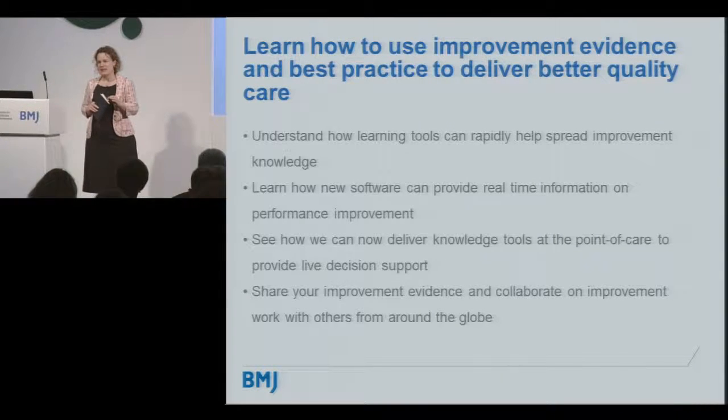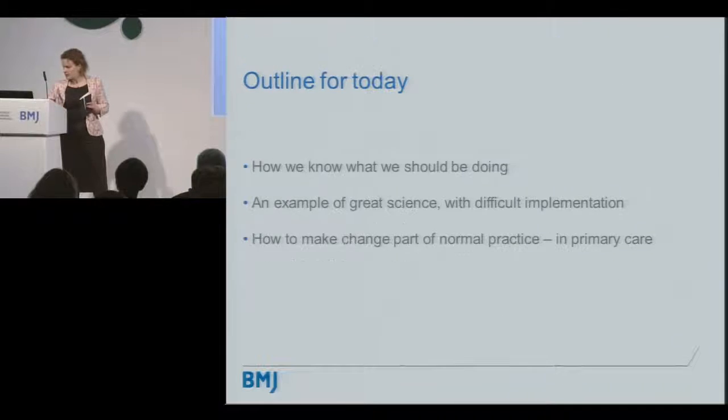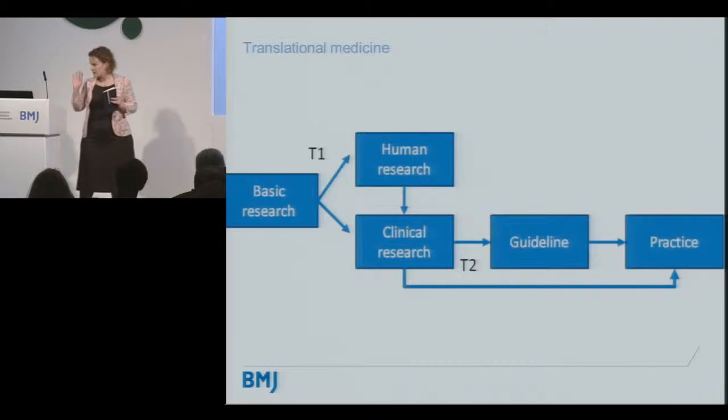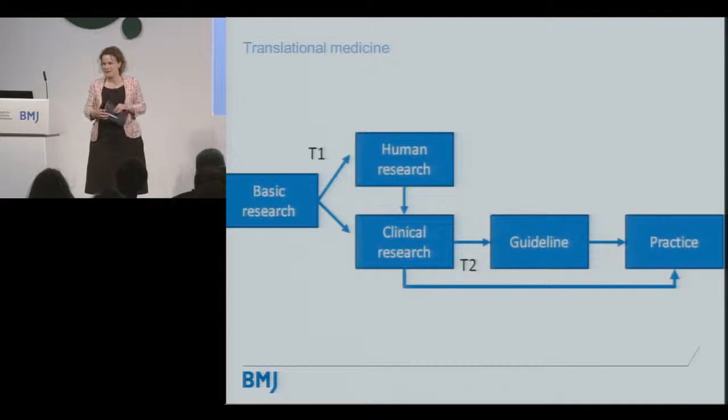But I think it's important to break that down and have a really good think about what happens during those 17 years. So, this is just our outline for today. I should have gone there first, sorry. How we know what we should be doing. An example of science with some difficult implementation, and how to make change part of normal practice in primary care. So I'll just crash on with this slide on translational medicine.